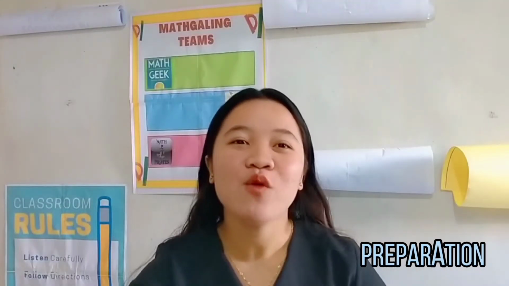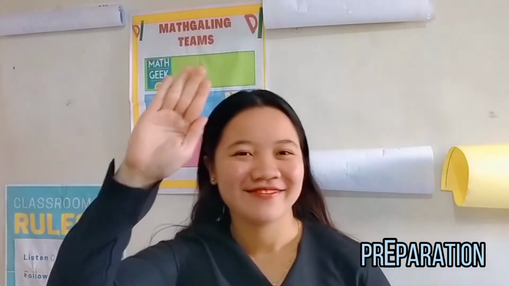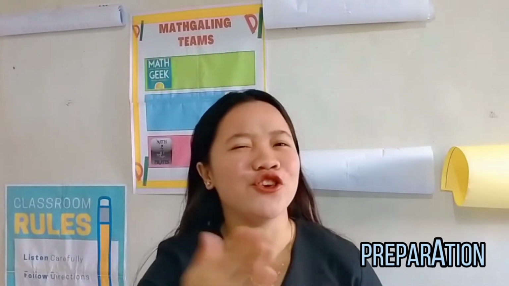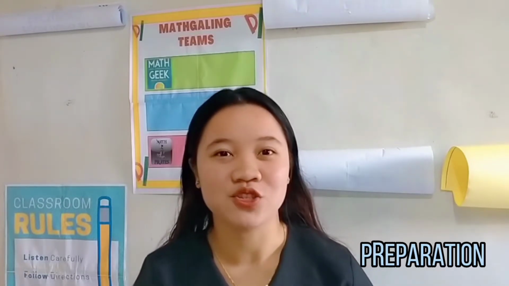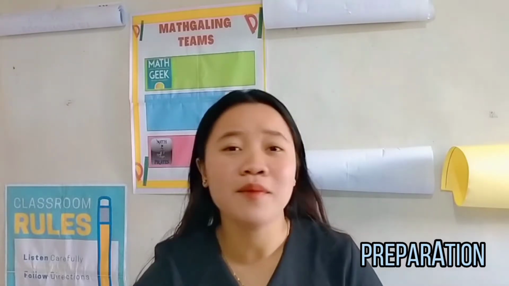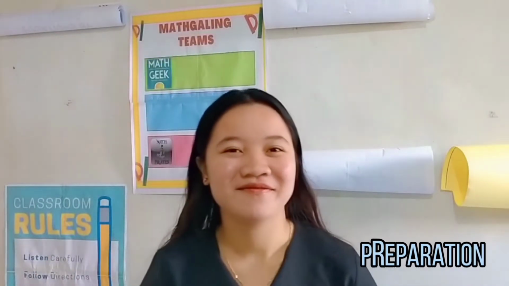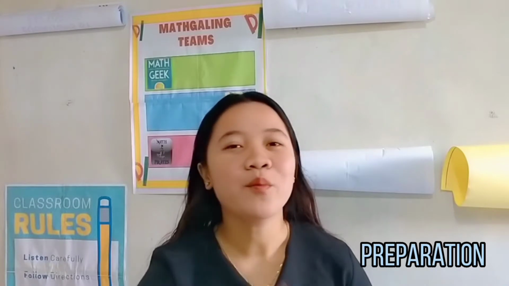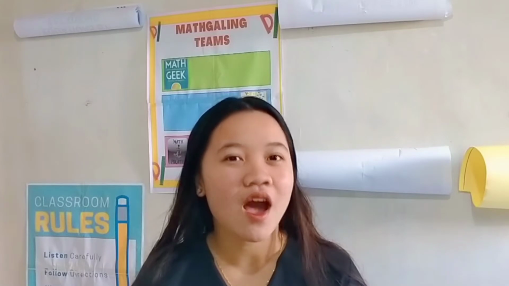Okay, class, can anyone of you remember what our topic was last meeting? Yes, Carol? You're right. Last meeting, we discussed solving quadratic equations by extracting square roots. Now, who can give me one property of extracting square roots? Yes, Carol, again? You're right. One property of extracting square roots is that if k is greater than 0, then it has two real solutions, the positive and negative square root of k. Okay, now let's proceed to our topic this morning.